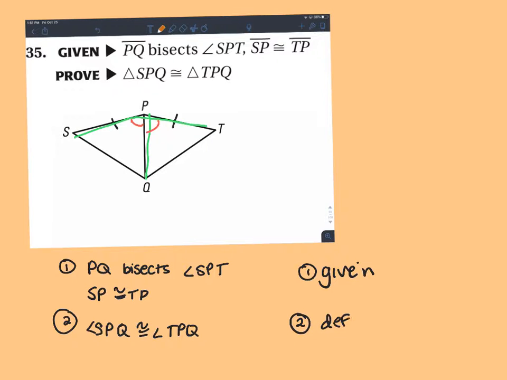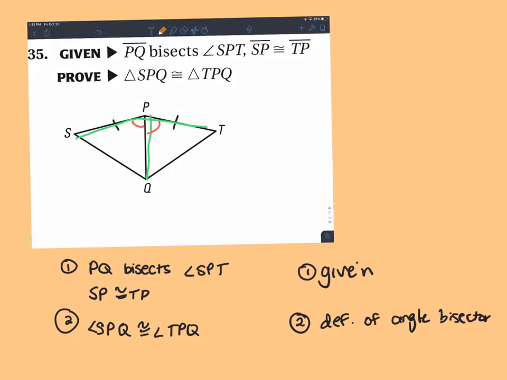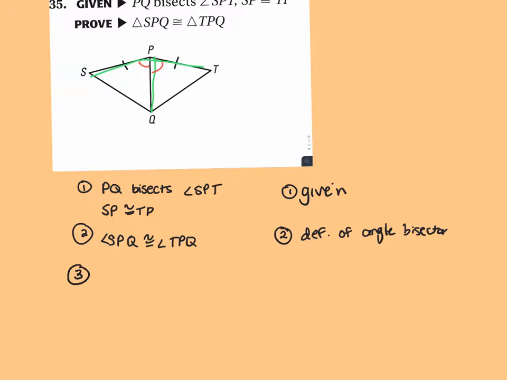And that's the definition of the angle bisector. Can't you say PQ is congruent to itself? Yep. What's that? Reflection. And then that's all you have to do, right? Mm-hmm. So this would be here.